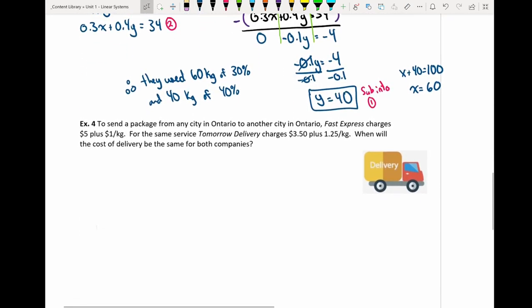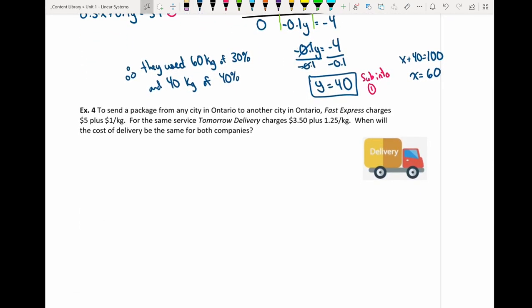The last example we're going to look at is a break-even question. To send a package from any city in Ontario to another city in Ontario, Fast Express charges $5 plus $1 per kilogram. So basically $1 per how much the package weighs. For the same service, Tomorrow Delivery charges $3.50 plus $1.25 per kilogram. When will the cost of delivery be the same for both companies?